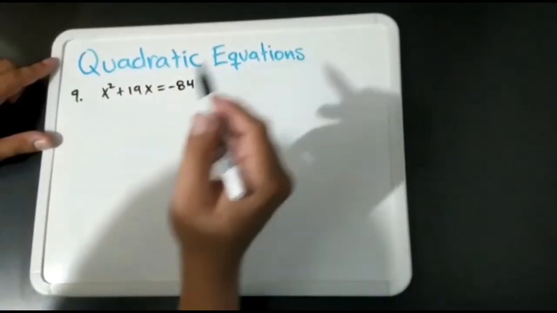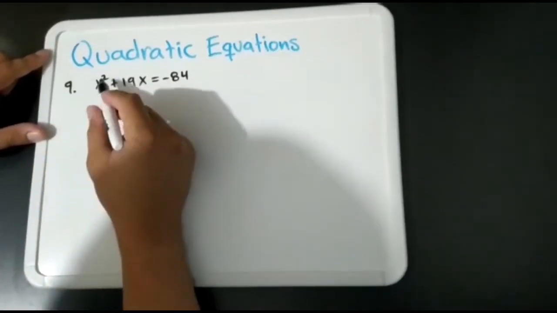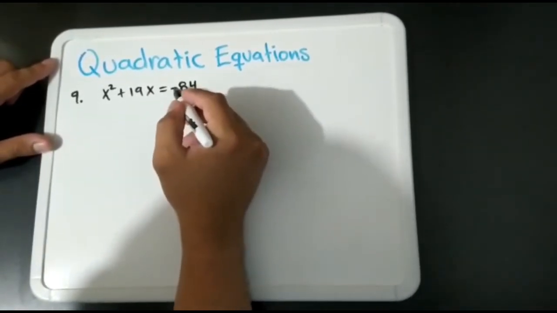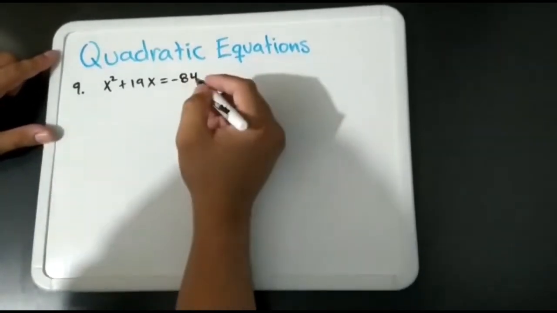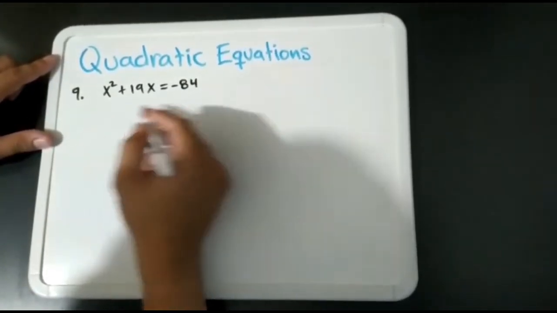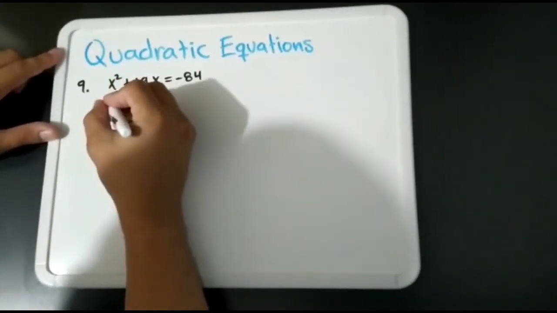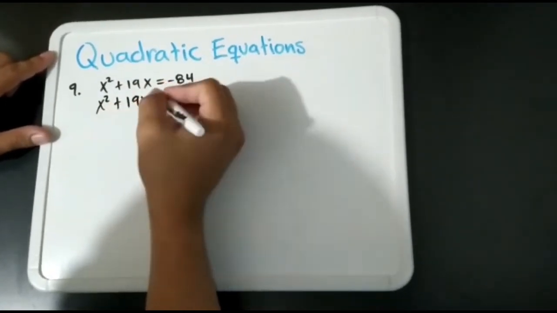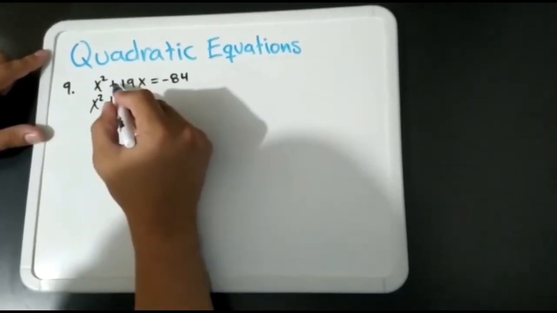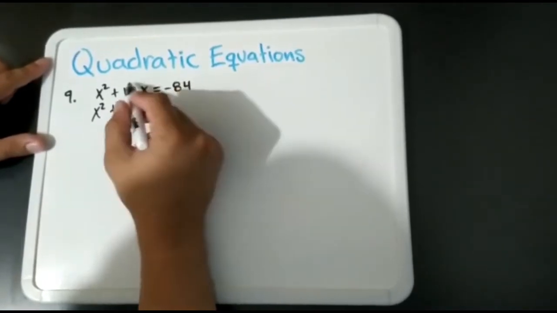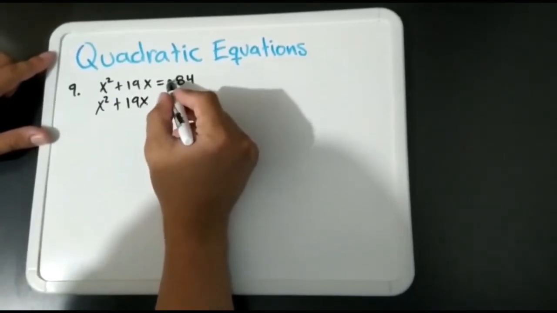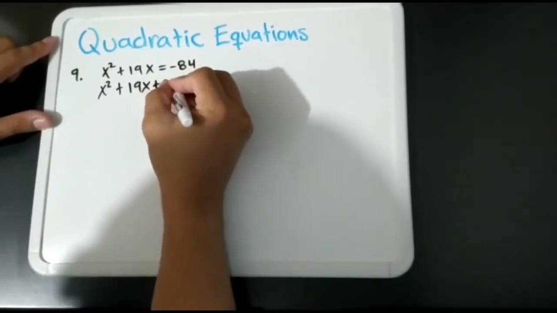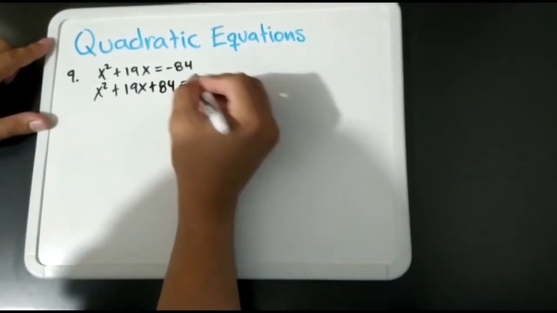Quadratic equations. Exercise number 9. X squared plus 19x equal to minus 84. In this case, the first thing we're going to do is equal everything to 0. For that reason, we're going to leave x squared plus 19x in its place, and move the 84 to the other side. We're going to change it to the contrary operation, which will be plus 84. Then everything is equal to 0.